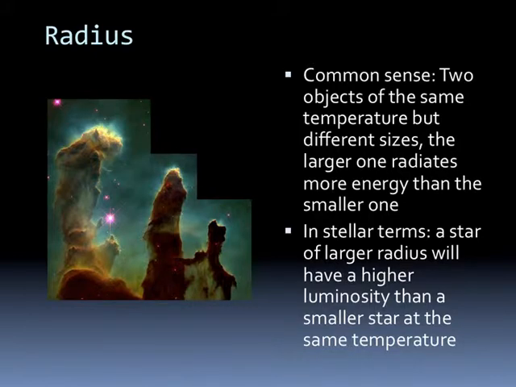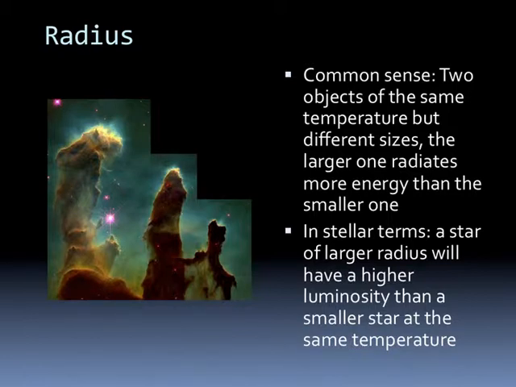Now, another thing we might want to know is radius. So let's use some common sense here. Two objects of the same temperature but different sizes: the larger one radiates more energy than the smaller one. Just imagine if I had, say, a BB and a large cannonball and I put them in a fire and they're glowing orange hot and I take them out. The larger one is going to radiate more light. It's going to be brighter. They're the same temperature, but the larger object gives off more light.